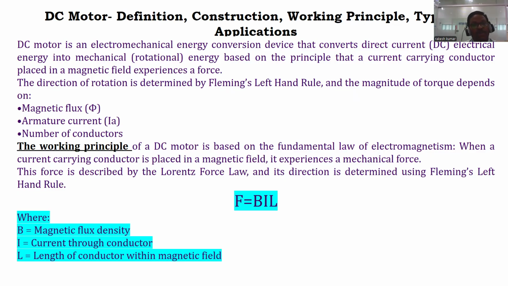So the working principle of a DC motor is based on the fundamental law of electromagnetism. When a current carrying conductor is placed in a magnetic field, it experiences a mechanical force. This force is described by the Lorentz force law, and its direction is determined using Fleming's left-hand thumb rule. According to the Lorentz force law, the force is equal to the magnetic flux density into the current through the conductor into the length of the conductor within the magnetic field. That can be given as F equal to BIL. This is the major working principle of the DC motor.